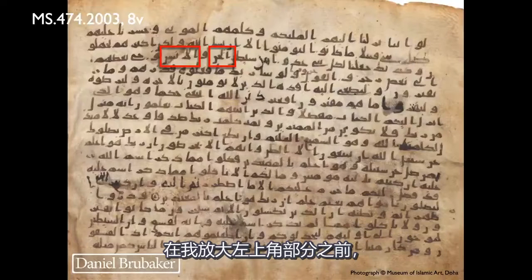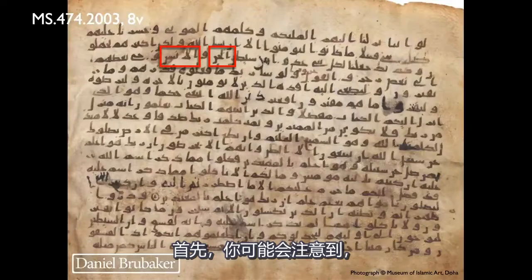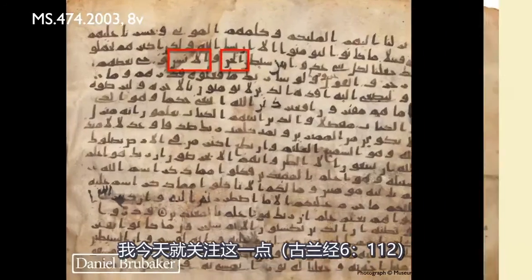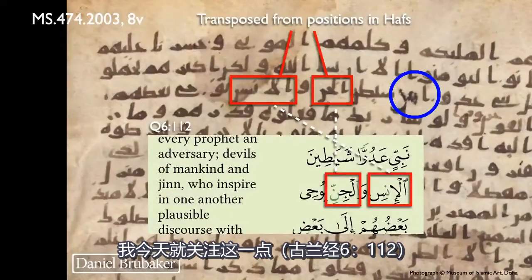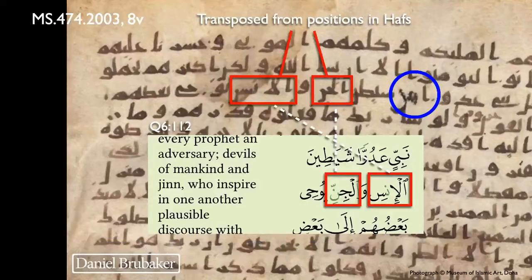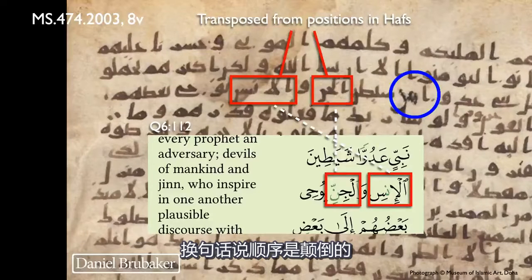I want to show you a couple things about this page before I zoom in on the top left portion. First of all, you will probably be able to notice just by looking at the page that there are corrections in several places. There are many issues on this page, but I'm not going to go over all of them with you today. I am just going to focus on this one spot. And what we have in this spot on line 3 is the reversed order of 2 words in a list when compared with the 1924 Cairo edition, which is based on the Hafs text. And the words are al-ins wal-jinn, humanity or mankind, and the jinn. These words in this manuscript read al-jinn wal-ins, in other words, just the opposite order.